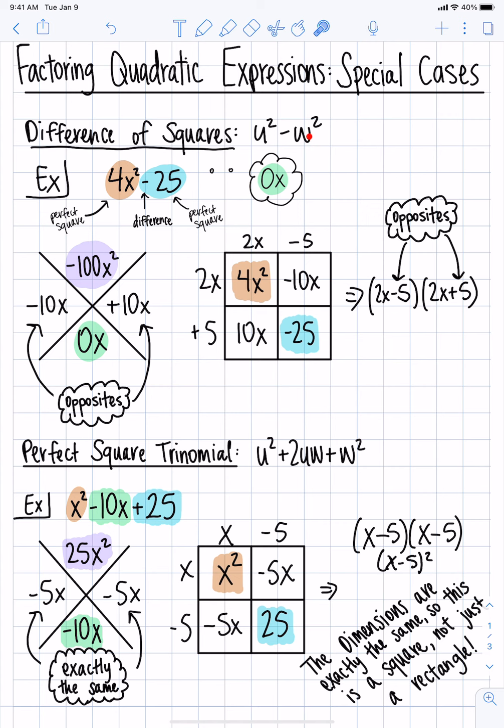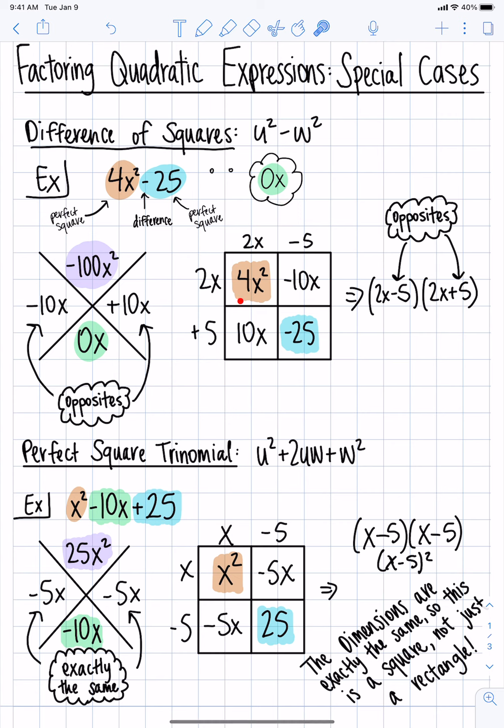So let's take a look at this example. In this example, we have 4x squared minus 25. Now 4x squared is a perfect square, meaning that something multiplied by itself will equal 4x squared. 25 is a perfect square. And the important thing to remember here is that this is a difference. So this has to be negative, and we'll learn why in a minute. So something to keep in mind is that we have 0 x's, so that middle term is actually 0. If you need to write it that way, please go ahead and do that.